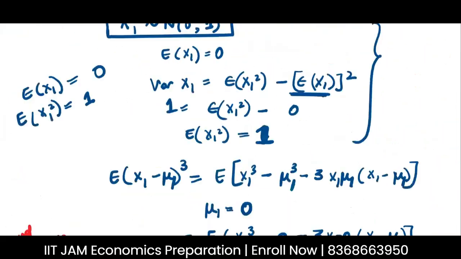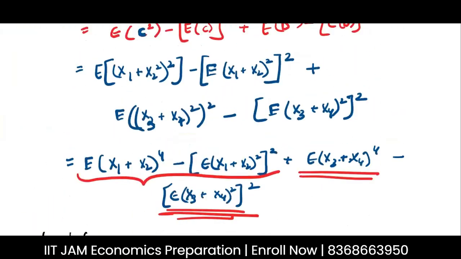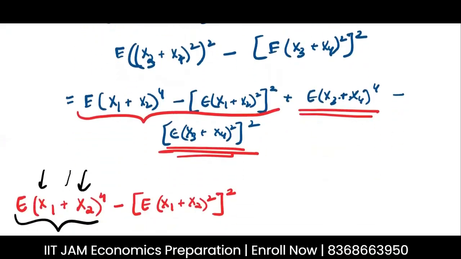So let's go back and check what we have done till now. We were going ahead and trying to find this part, E of x1 plus x2 to the power 4. This has given me 12.